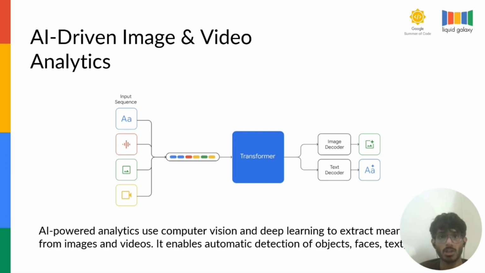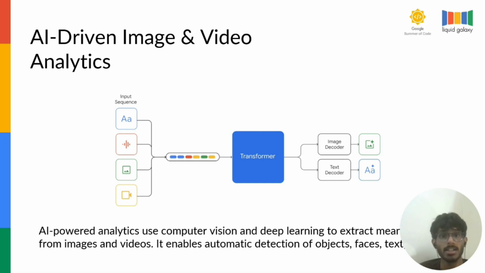Now, how does the transformer model enhance image and video analytics? At the core of this analysis is the transformer model, which converts raw multimedia input into structured insights. This AI model performs the following key functions: object detection and recognition, scene understanding, text extraction, and motion analysis.